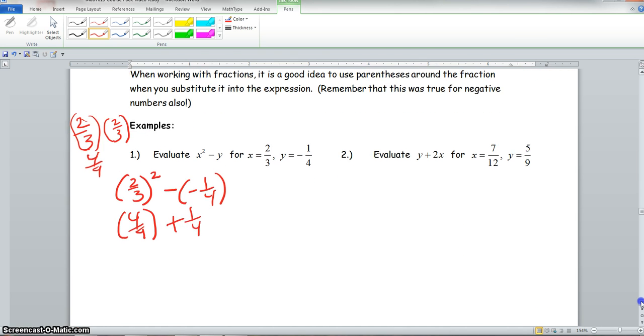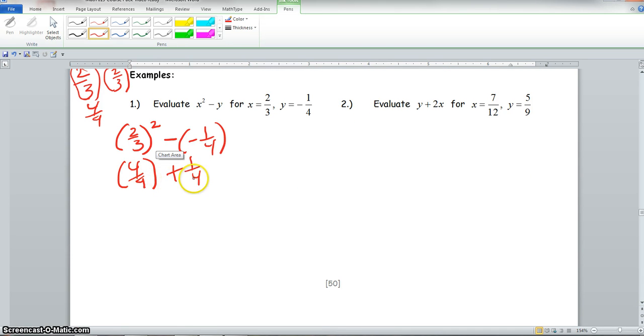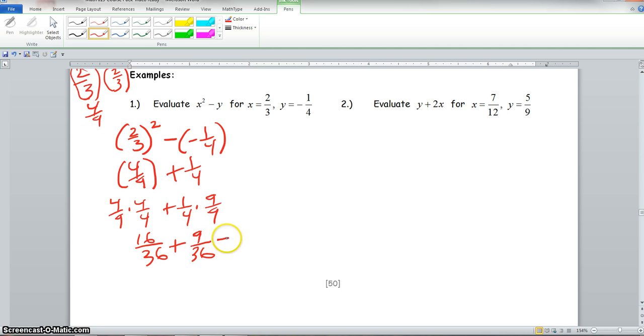Now, we have here denominators 9 and 4. The common denominator of 9 and 4 is 36. So we'll take 4/9, and we have to multiply that by 4 over 4, plus 1/4 times 9 over 9. 4 times 4 is 16. 9 times 4 is 36. Plus 1 times 9 is 9. And 4 times 9 is 36. 16 plus 9 is 25 over 36. And this is the final answer for number 1.